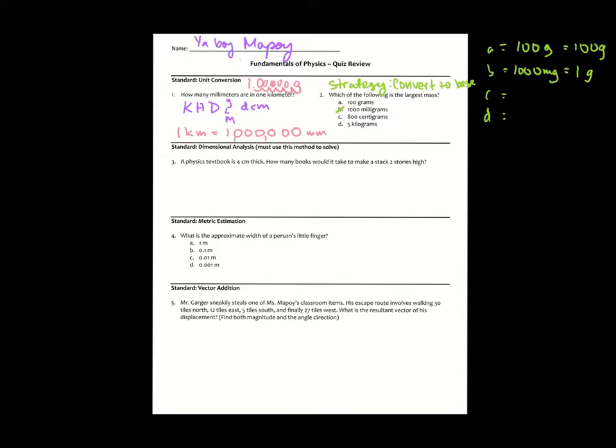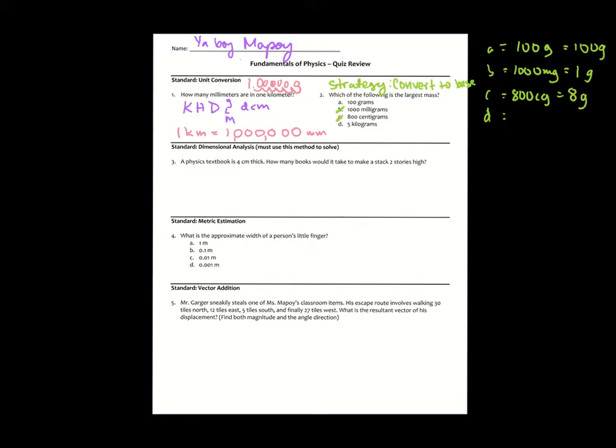Choice C, we have 800 centigrams. So once again, let's go back to our King Henry phrase. So we go from centi to base. 1, 2 places to the left. 1, 2 in between 8 and 0. 8 grams. That's smaller than 100.